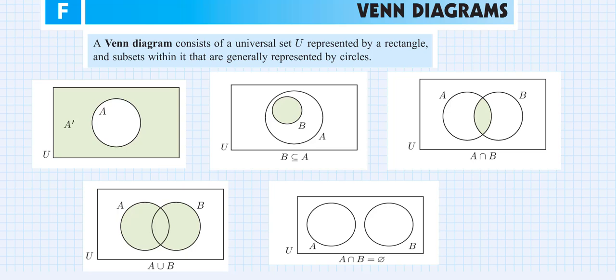So here in the first picture, what you can see is the complement. I have a universal set in a rectangle, and the set we show as a circle, and the complement is outside your set. And the subset, the smaller circle inside the bigger circle, is how we show the subset. Intersection is the overlap of the two circles.